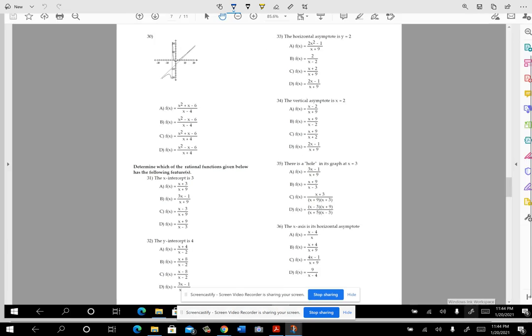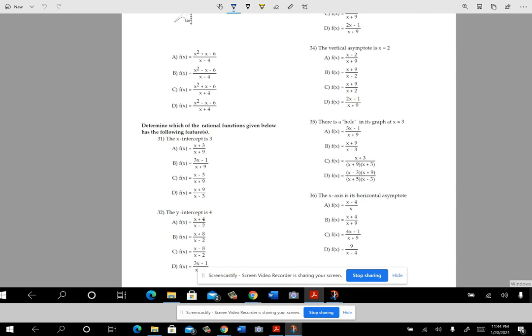So, which of the rational functions given below has the following feature? For an x-intercept, that means it's got to cross the x-axis over here at 3. You know that the numerator has to have a factor corresponding to x equals 3, which would be x minus 3, the factor that would produce that root or 0. Okay, so that means it has to be C.